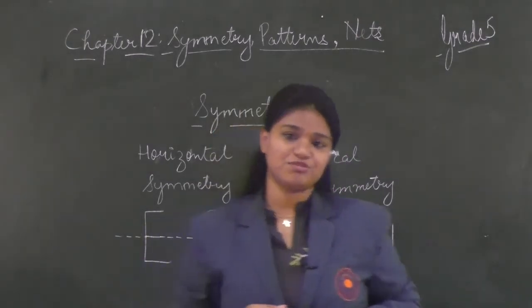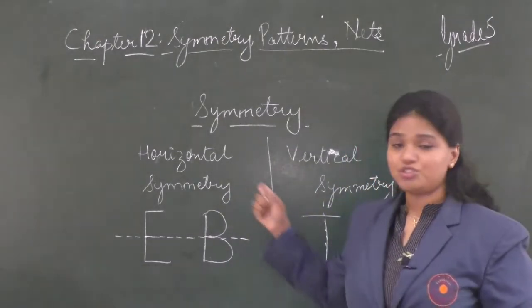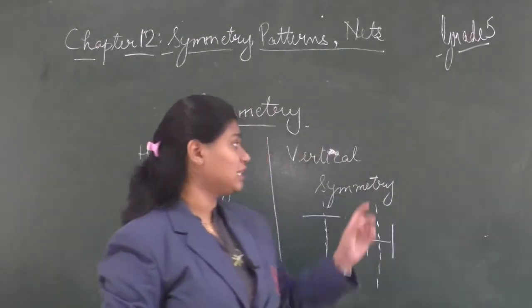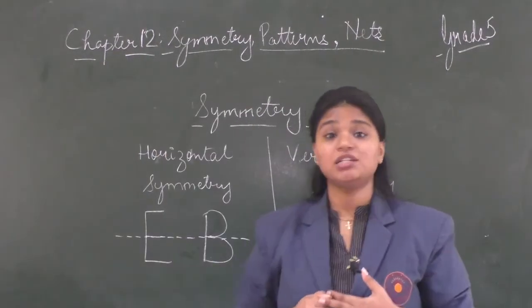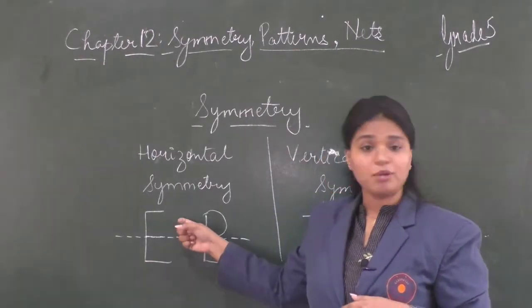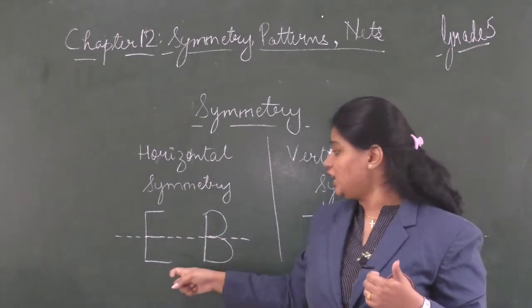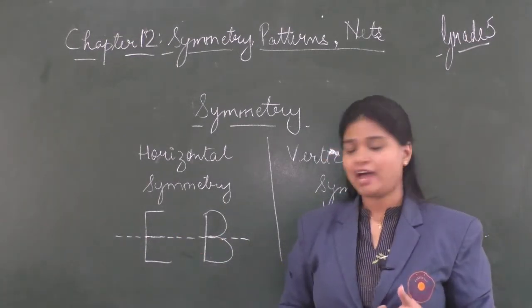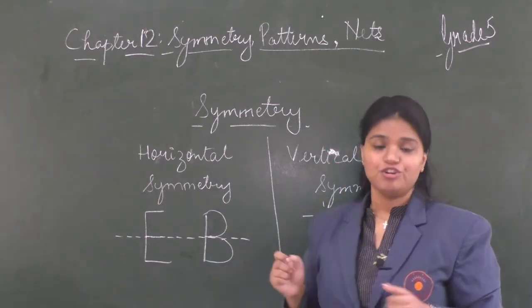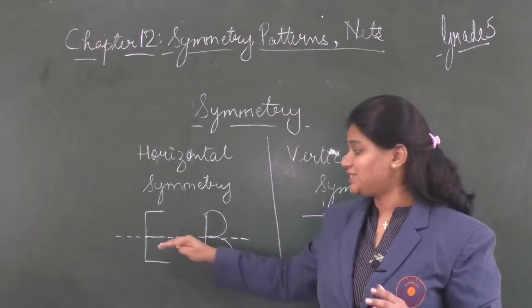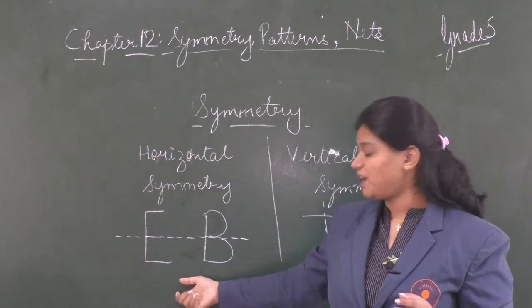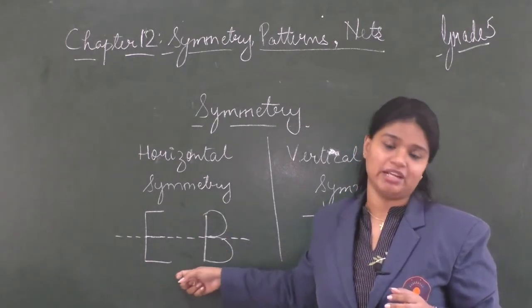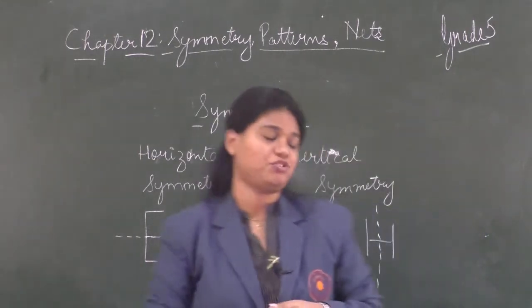Now, there are two types of symmetries. First, horizontal symmetry, and second is the vertical symmetry. Now, what is horizontal symmetry? Under horizontal symmetry, the top view is exactly the same as the bottom view. So, here I have alphabet E and B. If I divide the alphabet E and B and place the above part over the bottom part, it will exactly coincide. So, that is known as horizontal symmetry.